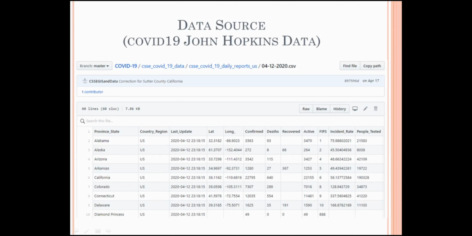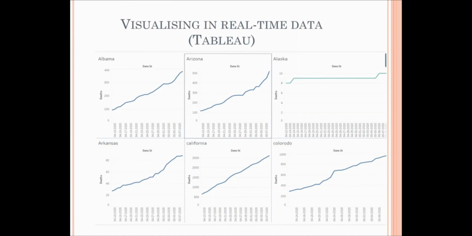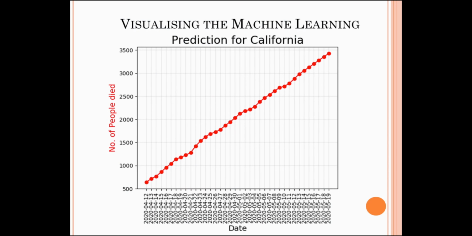We see here the data source of COVID-19 Johns Hopkins. The objective here is how the real-time data is visualized using Tableau. The data related to Johns Hopkins COVID-19 is streamed in real time and deployed on the Tableau dashboard. You can see here how the prediction data for CA keeps rising using machine learning for COVID-19 Johns Hopkins.